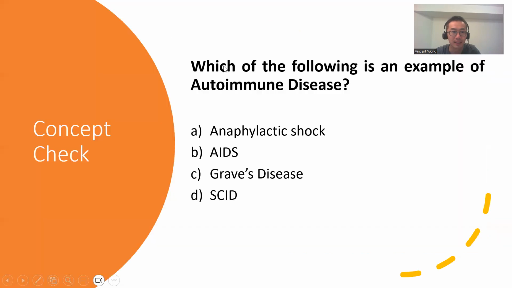Thank you. Okay. All right. Which of the following is an example of autoimmune disease? I'm just going to tell you. If you were paying attention, you should be able to tell me. The answer is Graves' disease. That's the one with the protruding eyes. Anaphylactic shock is nut allergies. AIDS is secondary immunodeficiency. SCID is primary immunodeficiency.